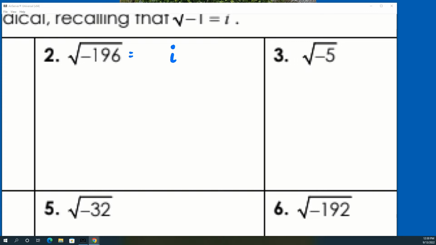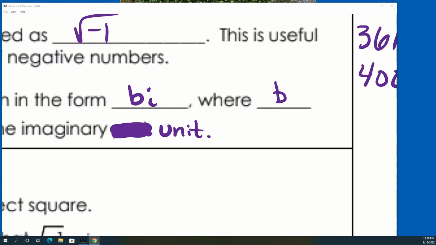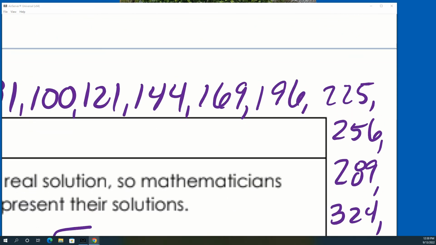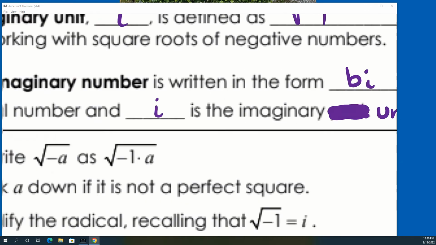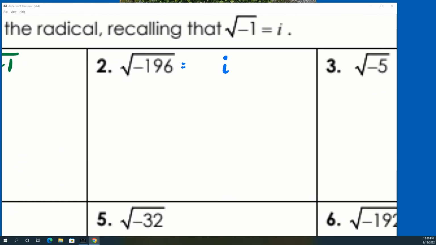And so if you guys look at our list, 196 is in the list. What's the square root of 196? 14. And so the square root of negative 196 is just 14i.